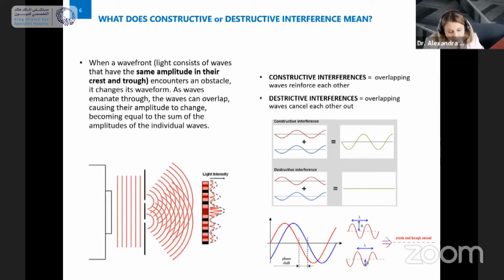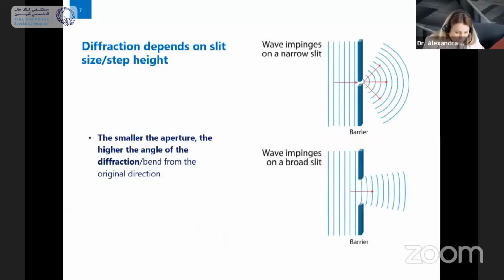The overlapping waves reinforce each other when they overlap in crest with crest, and when they overlap in crest and trough, they subtract or cancel each other. So we are talking about destructive interference, and this is quite important in the technologies of some companies.